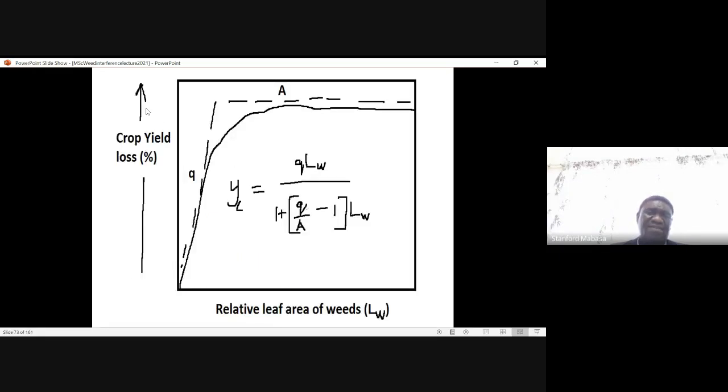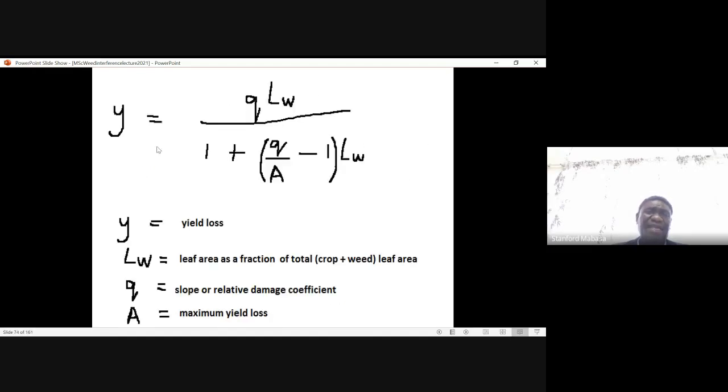Okay, it's the same equation where we have relative leaf area and we are trying to predict yield loss. But this Q in their equation, they call it slope or a relative damage coefficient.